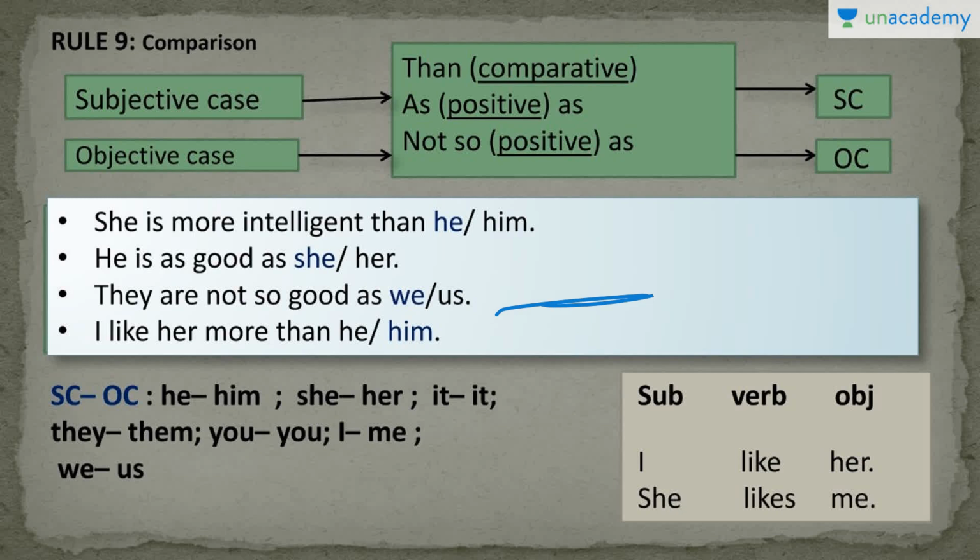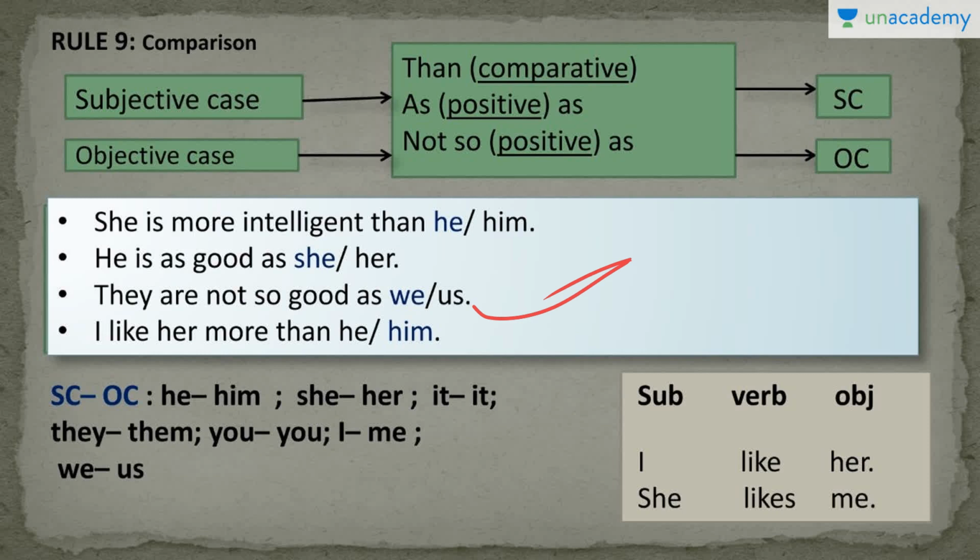Next sentence, they are not so good as we or us. Now here again I'm comparing they and we or us. Okay, and I have used not so as for comparison, and I know that with not so as I can use only the positive degree of adjective. Therefore I have written good as an adjective, which is the positive degree. And since not so as is preceded by they, which is a subjective case, therefore it has to be followed by a subjective case only. Now you tell me, between we and us, which is the subjective case? Of course, we is the subjective case, therefore the correct sentence would be they are not so good as we.